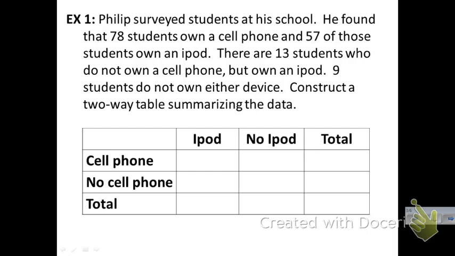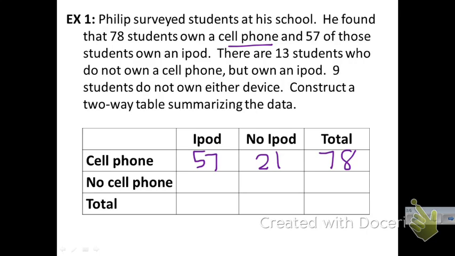Okay, so we're going to start out with what we can understand. The hardest part is figuring out what numbers go inside which box. So he said he found that 78 students own a cell phone. So we're going to go cell phone. We have a total. It says 78 of those students owned a cell phone. And 57 of those own an iPod. So here we put 57, and then we could subtract that 57 from the 78. We get this other box where it says no iPod, and so 78 minus 57 will give us 21.